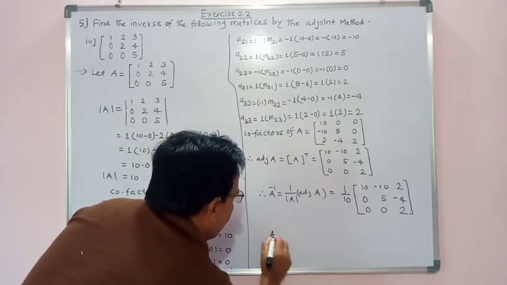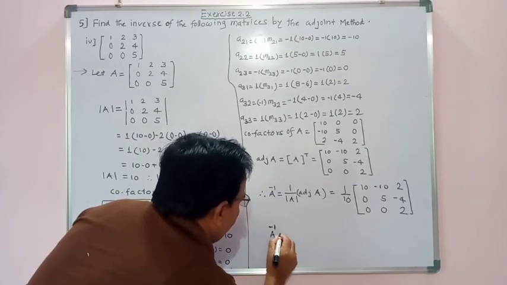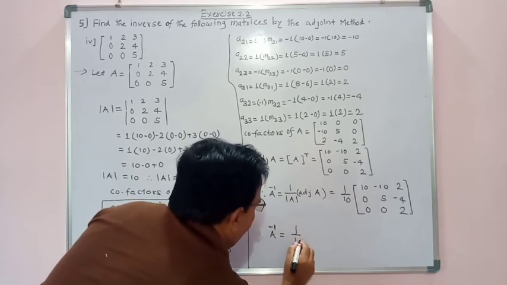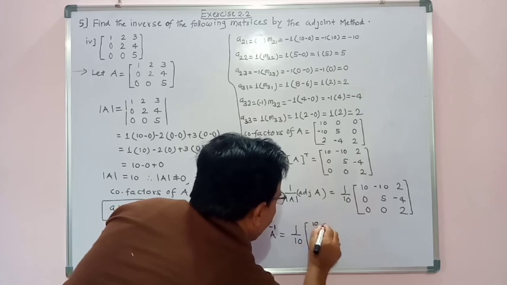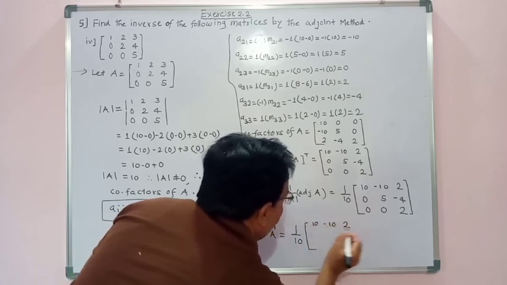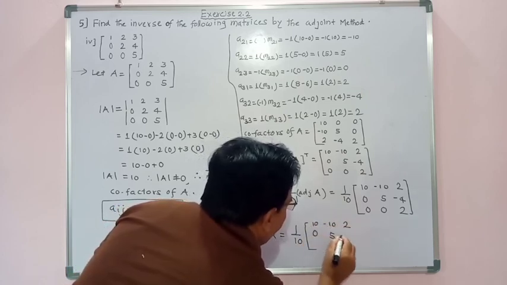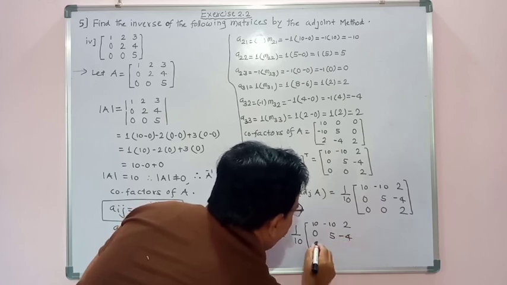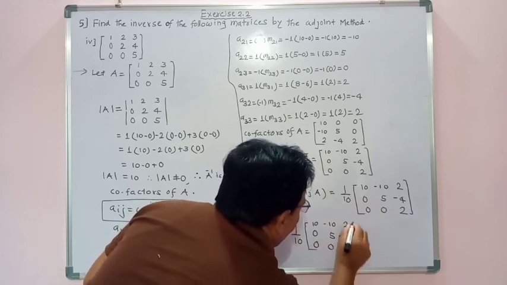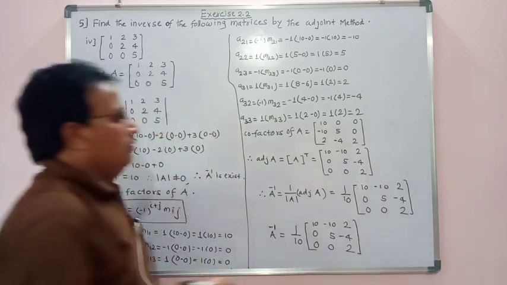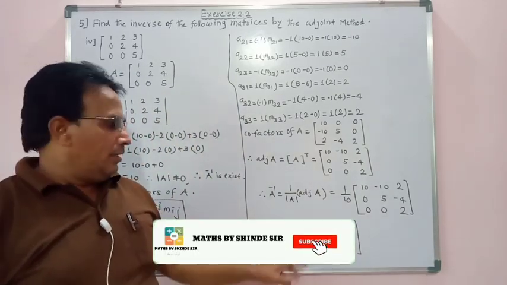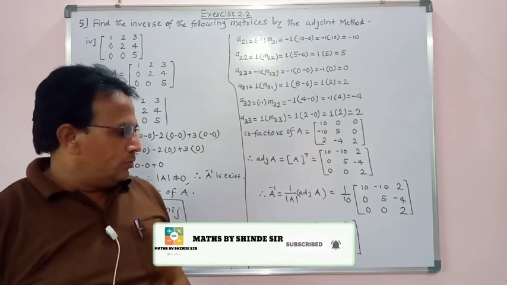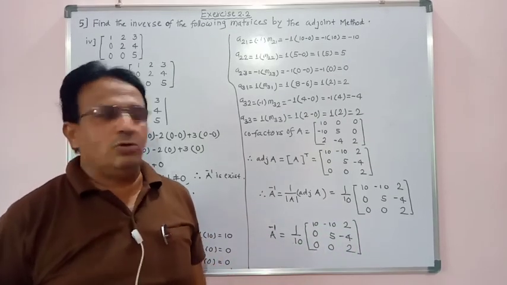Therefore, A inverse is a 1 by 10 into the matrix with first row 10, minus 10, 2; second row 0, 5, minus 4; third row 0, 0, 2. Okay, do you understand? A inverse equal to 1 by 10 into 10, minus 10, 2; 0, 5, minus 4; 0, 0, 2. Okay.